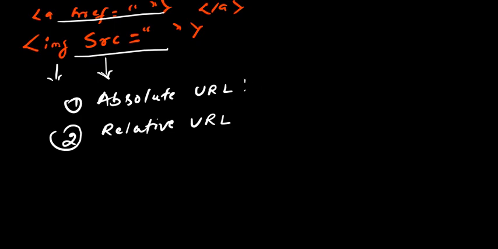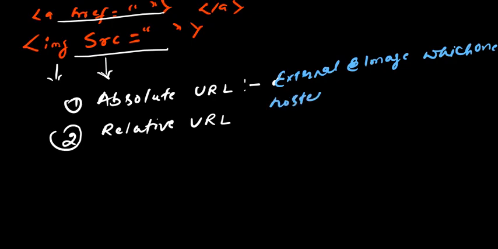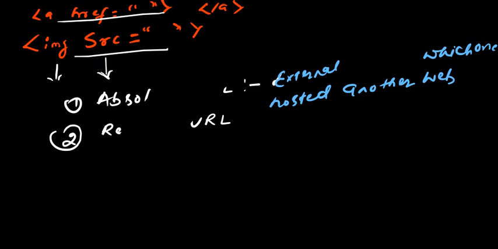Absolute URL means simply an external image, an image hosted on another web, or we can say here not only image, we can say here link.